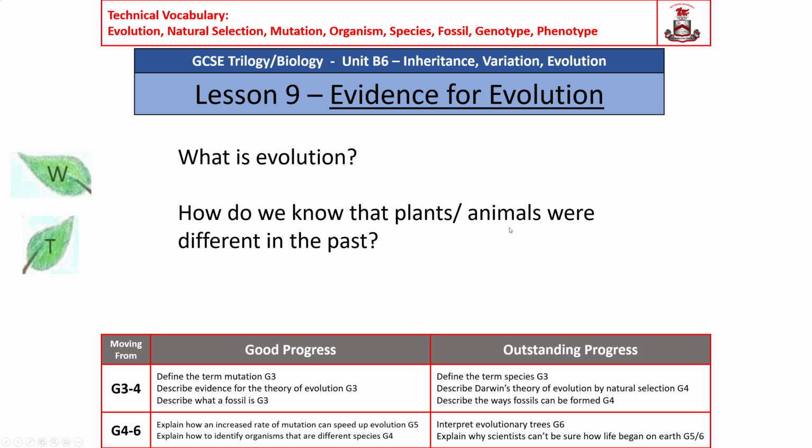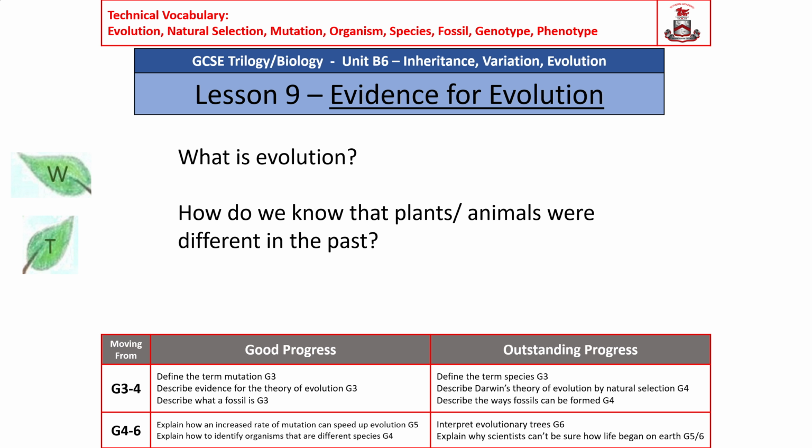Now, first of all, what is evolution? Well, it's how species change over time. Okay, we weren't always humans. We evolved from bacteria and then into fish and then to amphibians, etc. So we evolved. And how do we know that plants and animals were different in the past?